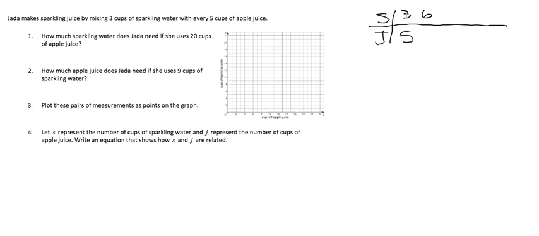So we could continue this to see a couple different iterations of this. So if we had 3 cups, there would be 5 cups of juice. If we have 6 cups of sparkling water, then we would have 10 cups of juice. If we had 9, we'd have 15, and we could go so on and so forth. But what we need to remember is that there's a pattern here, there's an equation that we're doing to get from 3 to 5, from 6 to 10, and from 9 to 15.